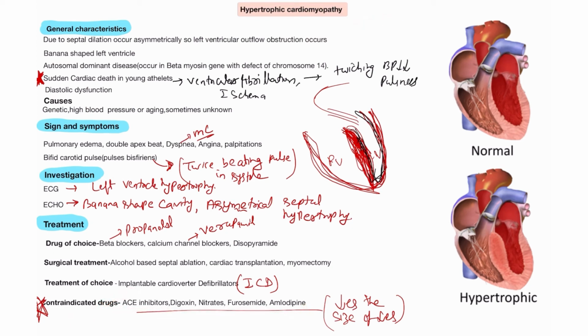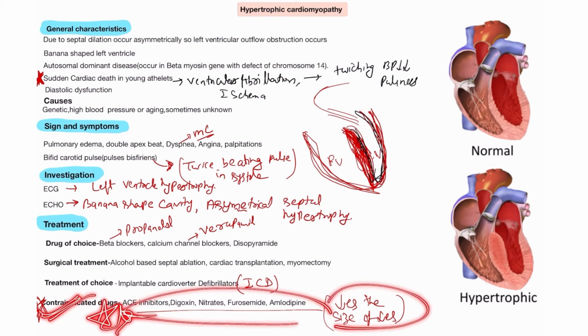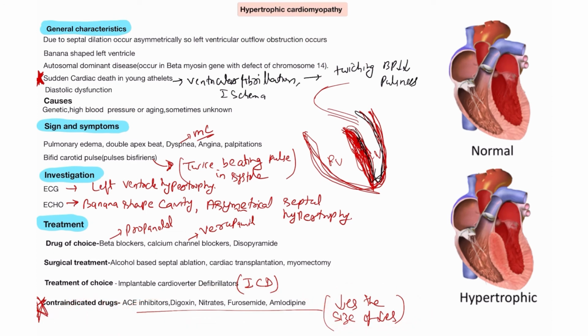So please learn that if he asks about the drug of choice, you will choose this type of option. If he asks about surgical treatment, mostly these options are available in the examination: cardiac transplantation and myomectomy. But if he asks about the treatment of choice, then ICD is the treatment of choice for hypertrophic cardiomyopathy. And contraindicated drugs are also very important, because they decrease the size of the heart, so death of the patient occurs. So this is hypertrophic cardiomyopathy.